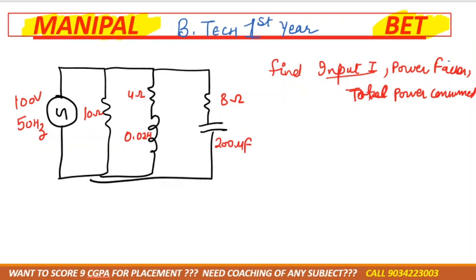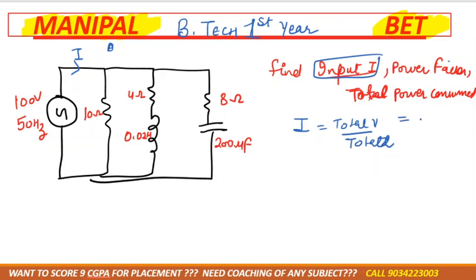Now see, this is from your paper only, April 2019. They ask you to calculate input current. So input current means I, right? That is the total current. So for that we need total voltage divided by the total impedance, right? The total voltage they have already given as 100 volt, but we don't know the total impedance. So let us consider this one would be Z1, right?